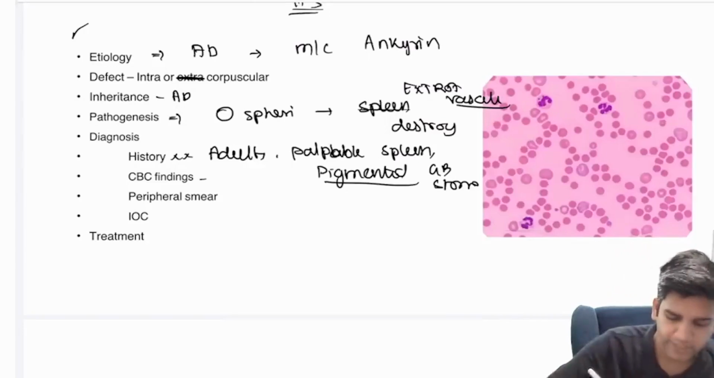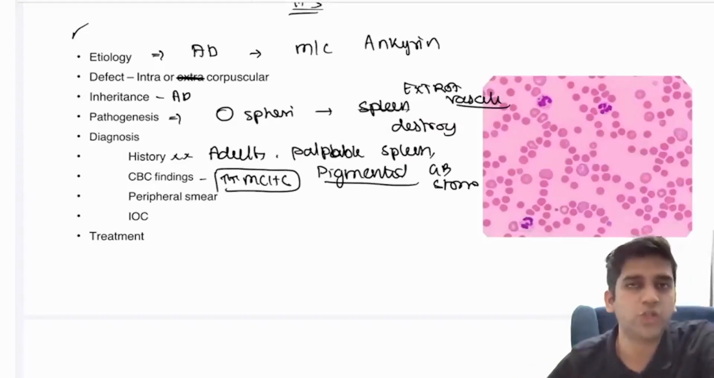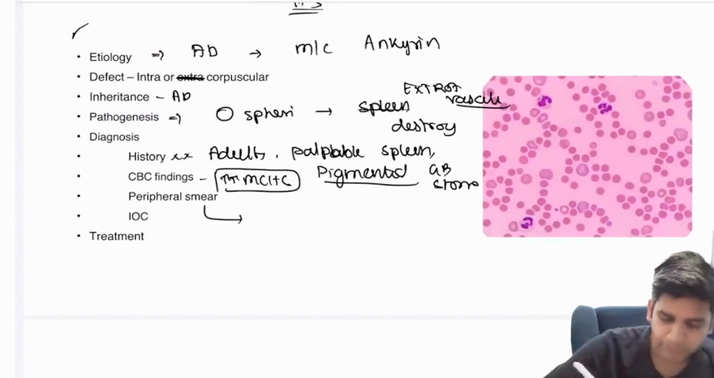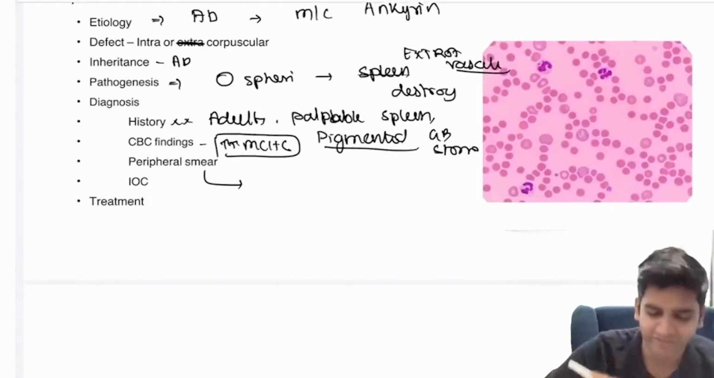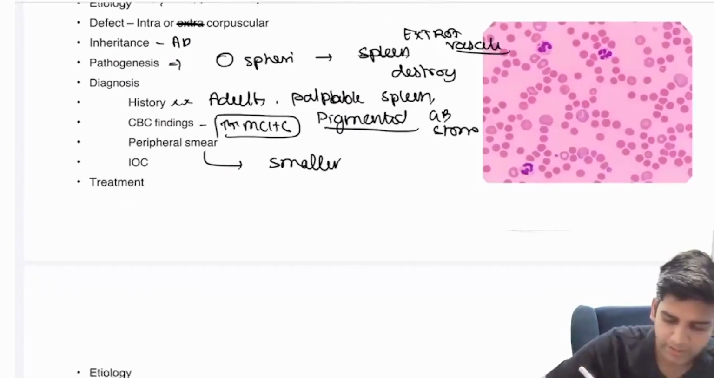CBC finding, I'm going to see spherocytes. So the CBC finding is elevated MCHC. This is important because it is the only disease where you'll have elevated mean corpuscular hemoglobin concentration. I want you guys to remember that, right? And peripheral smear, how to identify a spherocyte? Easy, right? It'll be smaller, right? It'll be darker because there's an elevated MCHC, and there'll be no central pallor.